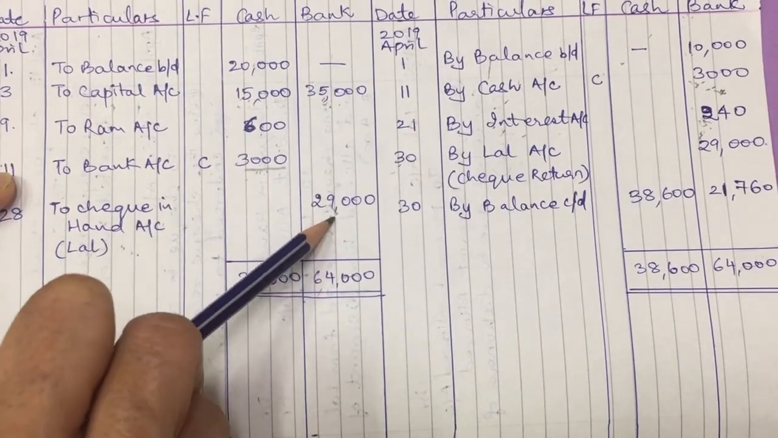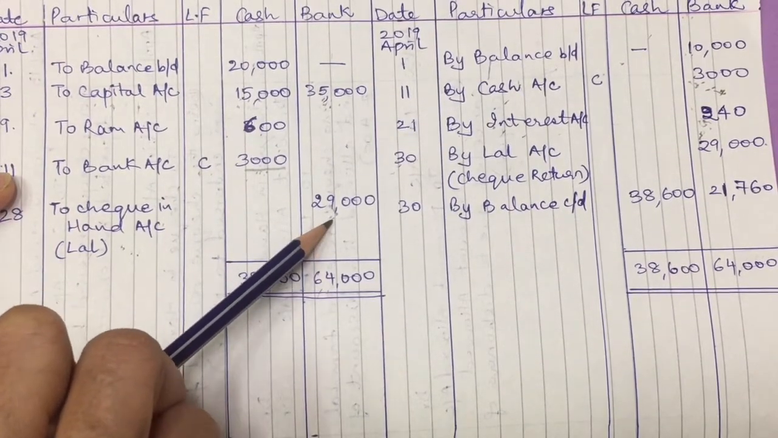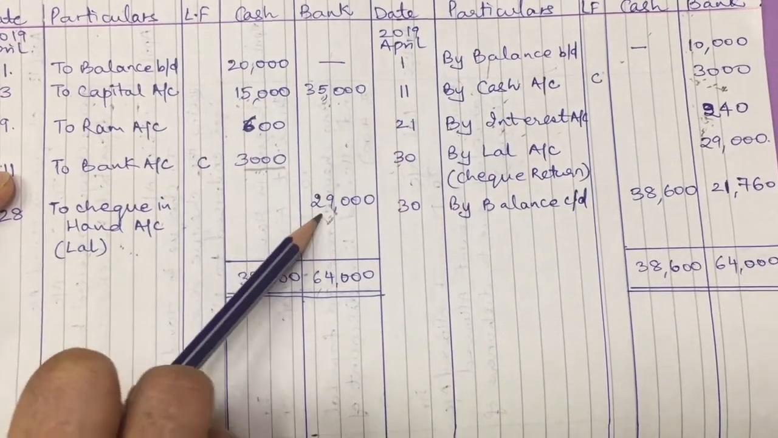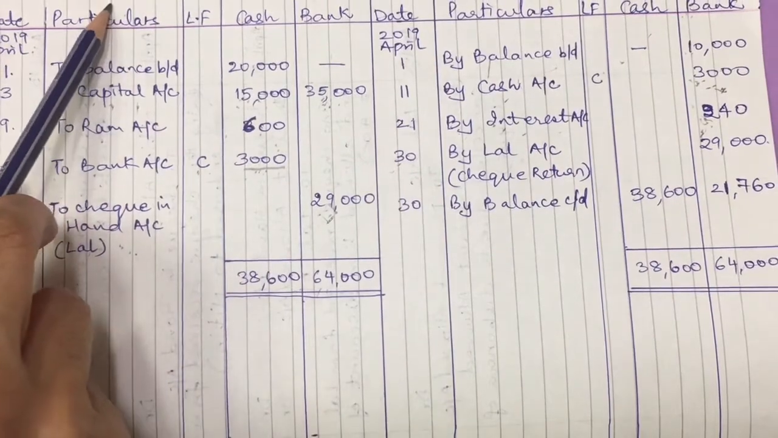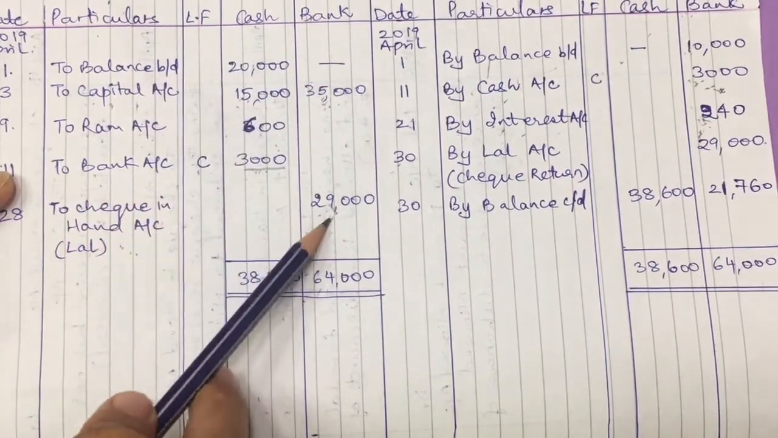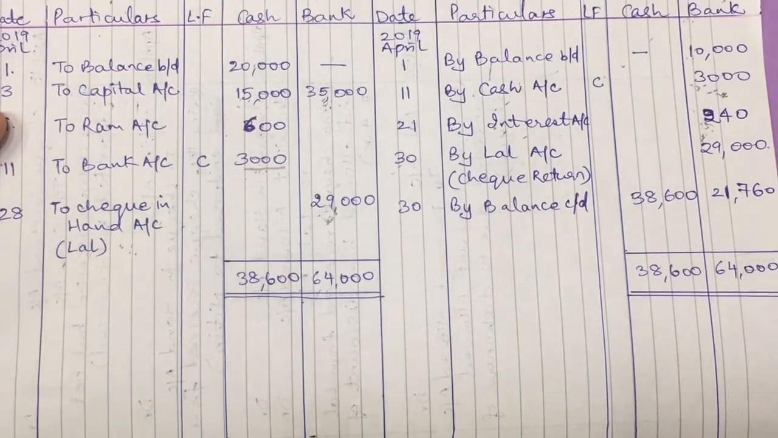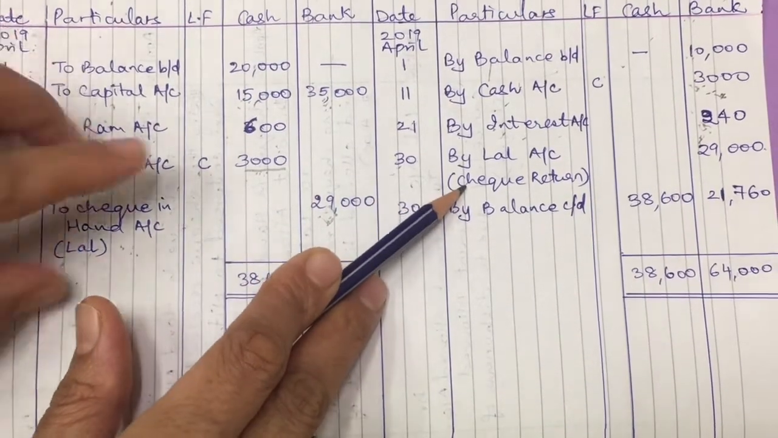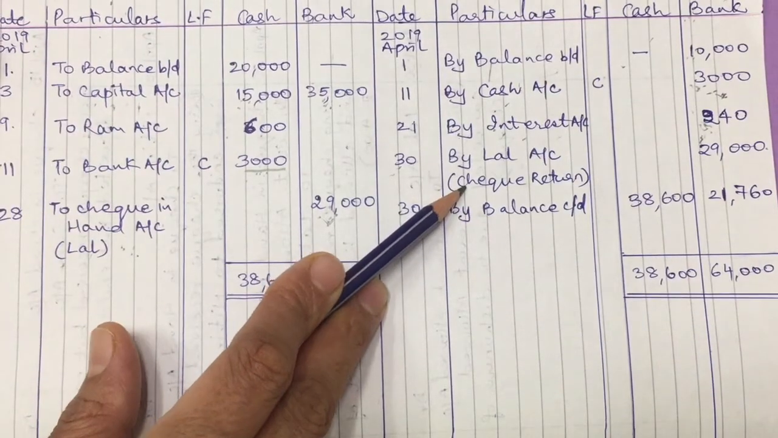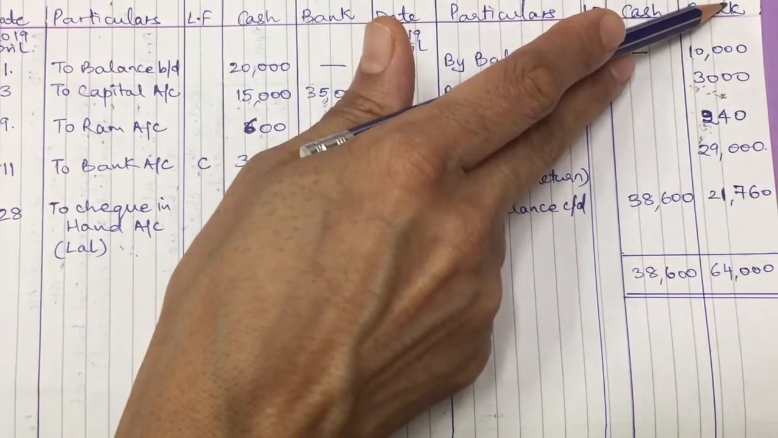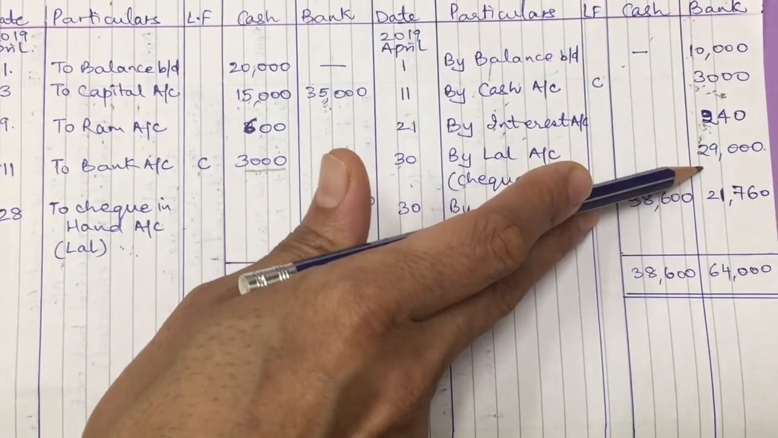Under the bank, it will be dancing. Okay, because we have received a check. Bank is increased. It is dancing. So on the debit side, under the bank column, 29,000 will come. But on 30th, bank returns a check received from Lal as dishonored. So it is returned. Now bank will be crying. It was expecting a payment of 29,000, but it has not received it. It will be crying on the credit side. Under the bank column, 29,000 will come.